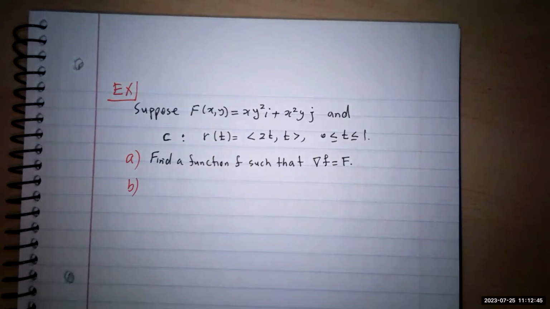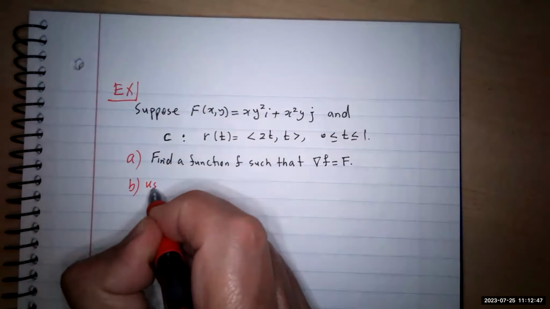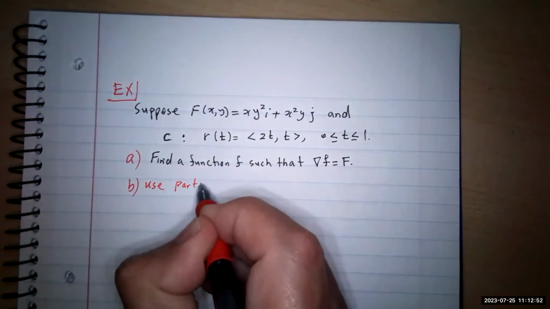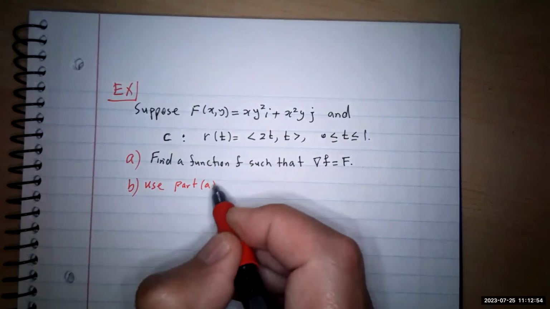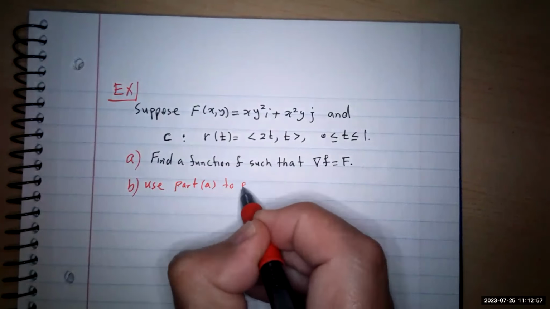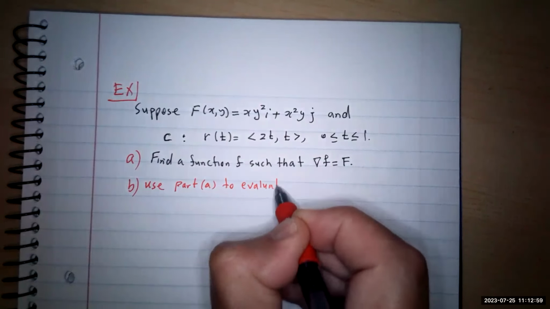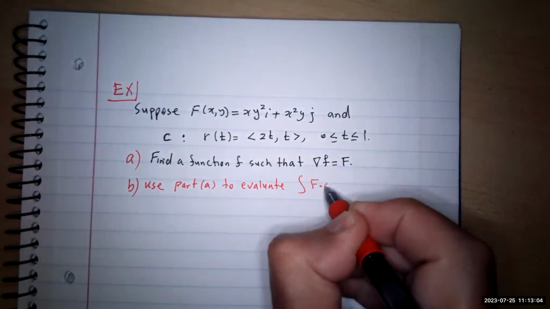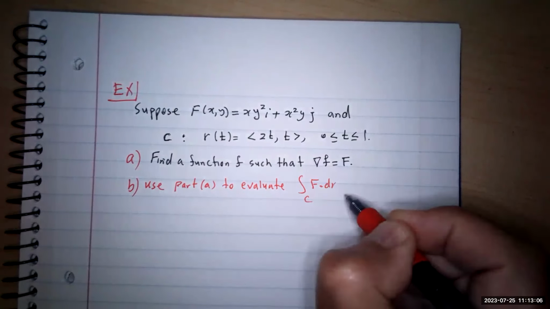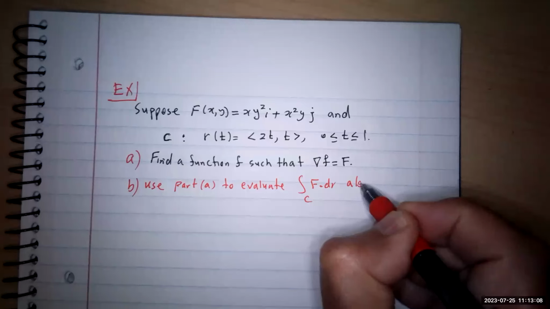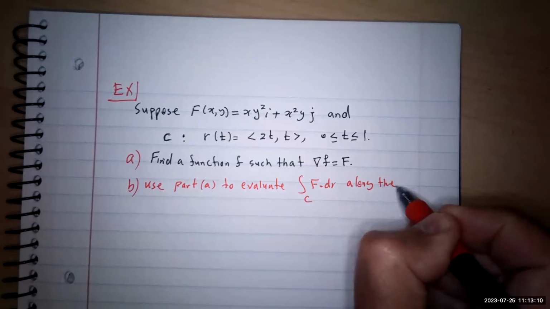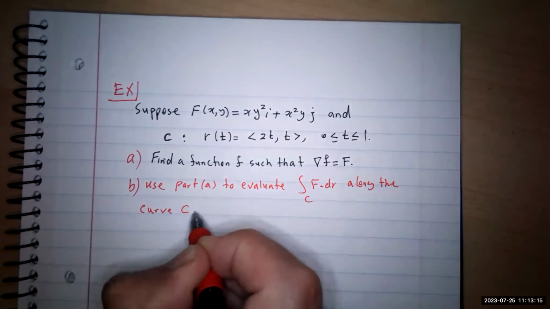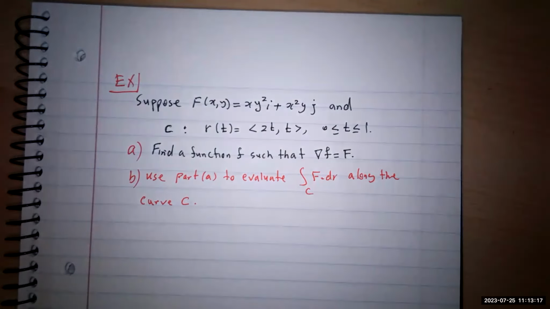So they ask you to use part one, part A, to evaluate the integral. They want to make sure that you know the connection, to evaluate the integral of f dot dr along the curve C. In VHL, you don't have to be told, you do it yourself.